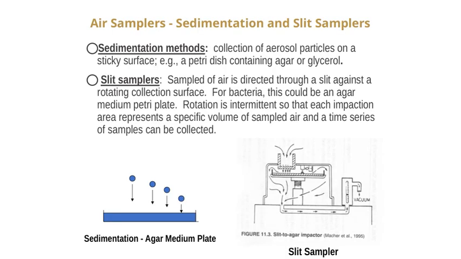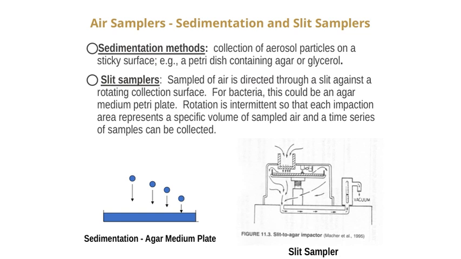Let's take a closer look at air samplers, starting with sedimentation and slit samplers. Sedimentation methods involve collecting aerosol particles on a sticky surface, like a Petri dish containing agar or glycerol. This approach allows particles to settle naturally over time, making it a simple and effective way to sample aerosols. On the other hand, slit samplers work differently.